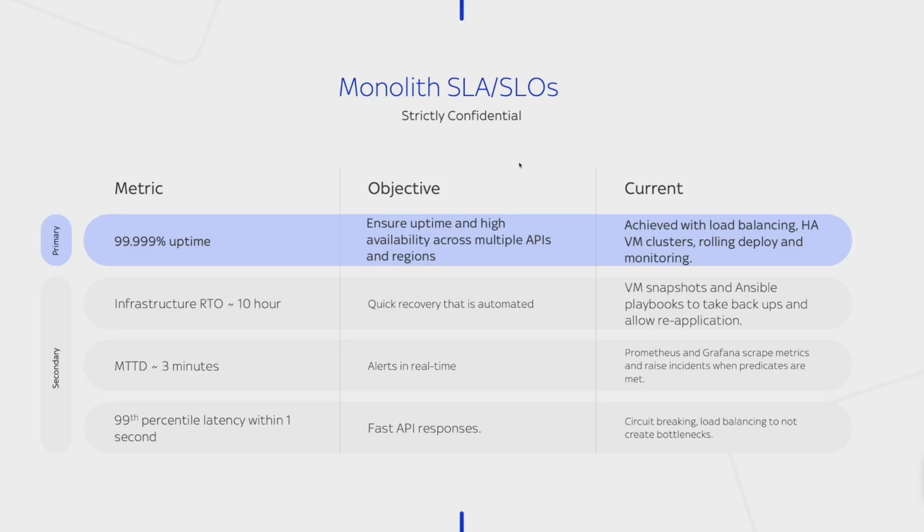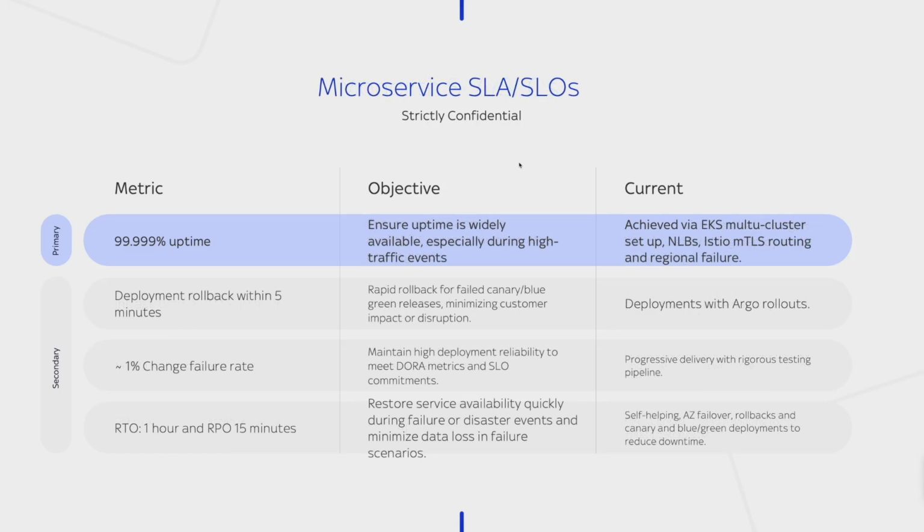These SLOs support a resilient and responsive platform that meets both technical and business demands for uptime, speed, and incident response. Now for the microservice SLAs and SLOs. So this slide details the SLA and SLO targets for the SaaS platform. Our primary objective, again, is 99.99% uptime, which we deliver through a multi-cluster Amazon EKS setup. This architecture spans multiple AWS regions, as previously mentioned, and availability zones. This allows us to isolate faults and maintain service continuity during outages, as mentioned previously.